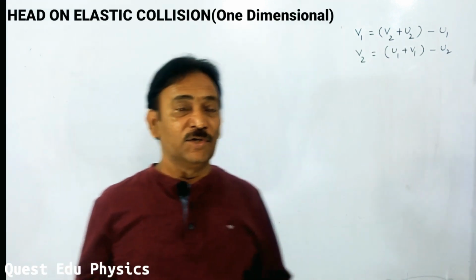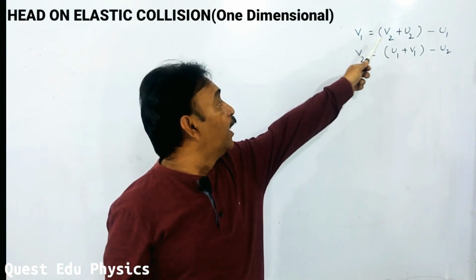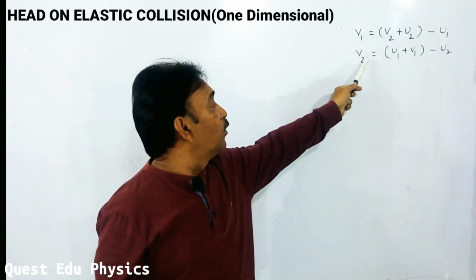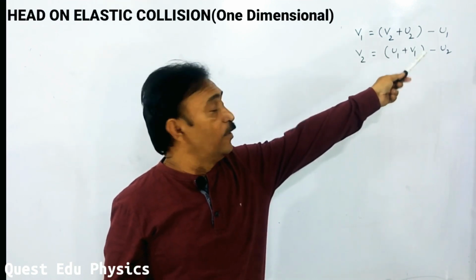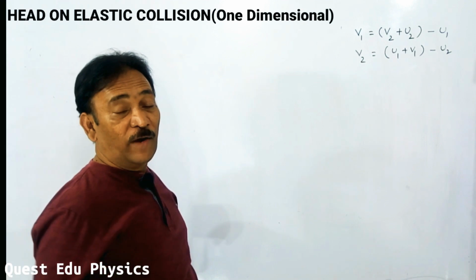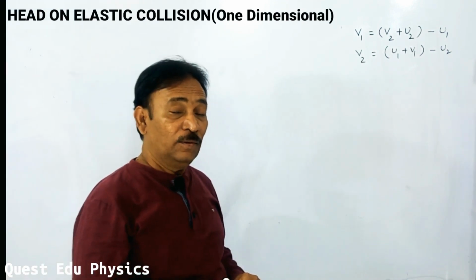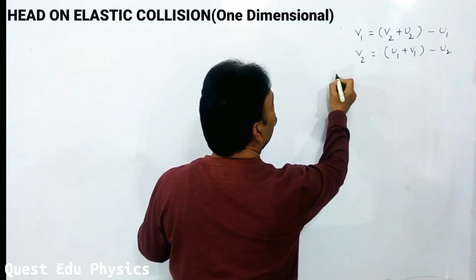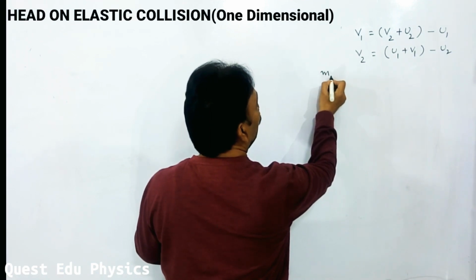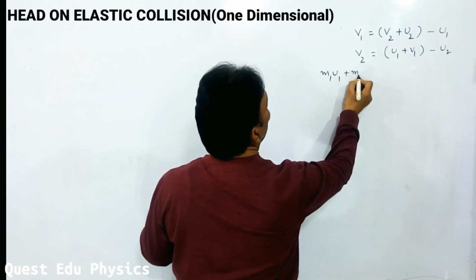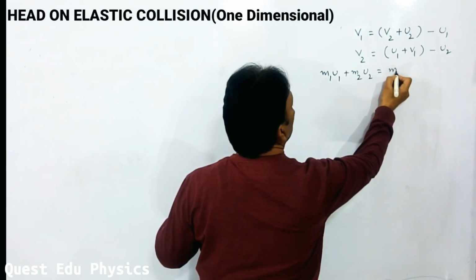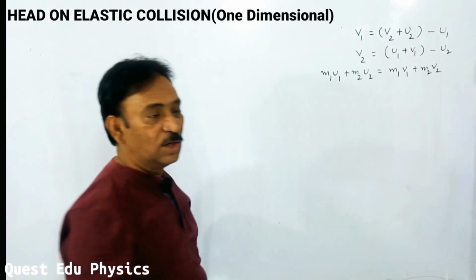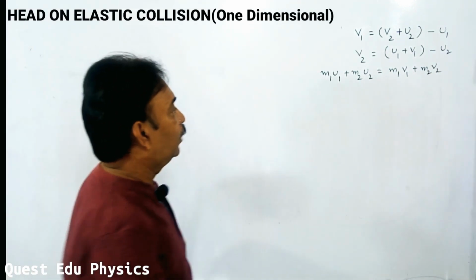Okay, students, in head-on collision, we derived the equation for the final velocities as v1 is equal to v2 plus u2 minus u1, as well as v2 is equal to u1 plus v1 minus u2. And we have to find out the velocities in terms of masses. You know that according to the law of conservation of linear momentum, we have a relation m1 u1 plus m2 u2 is equal to m1 v1 plus m2 v2. Sum of the initial momenta is equal to the sum of the final momenta.